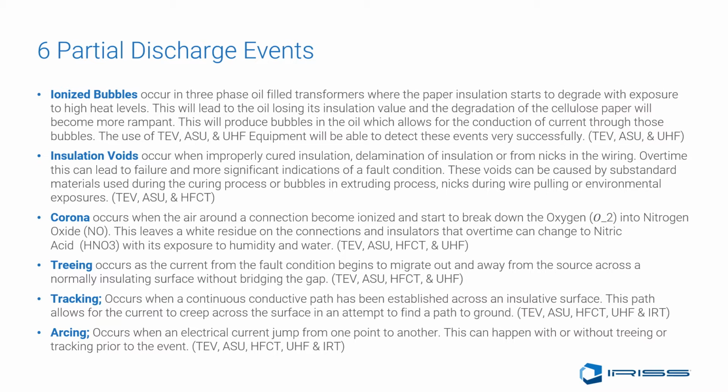Tracking occurs when a continuous conductive path has been established across an insulative surface. This path allows for the current to creep across the surface in an attempt to find a path to ground. This will produce TEV, ASU, and infrared indications. Arcing occurs when electrical current jumps from one point to another. This can happen with or without treeing or tracking prior to the event. This too will also be detectable using TEV, ASU, and infrared technology.